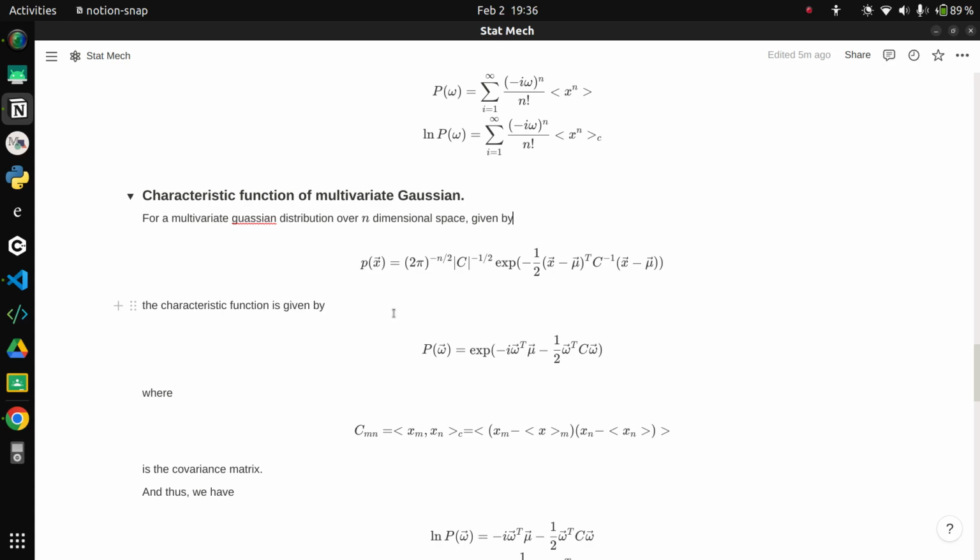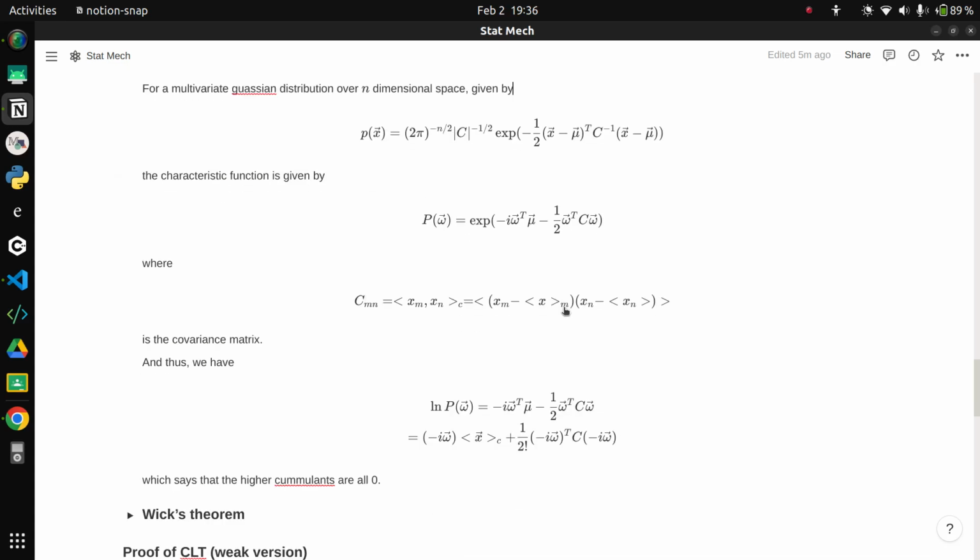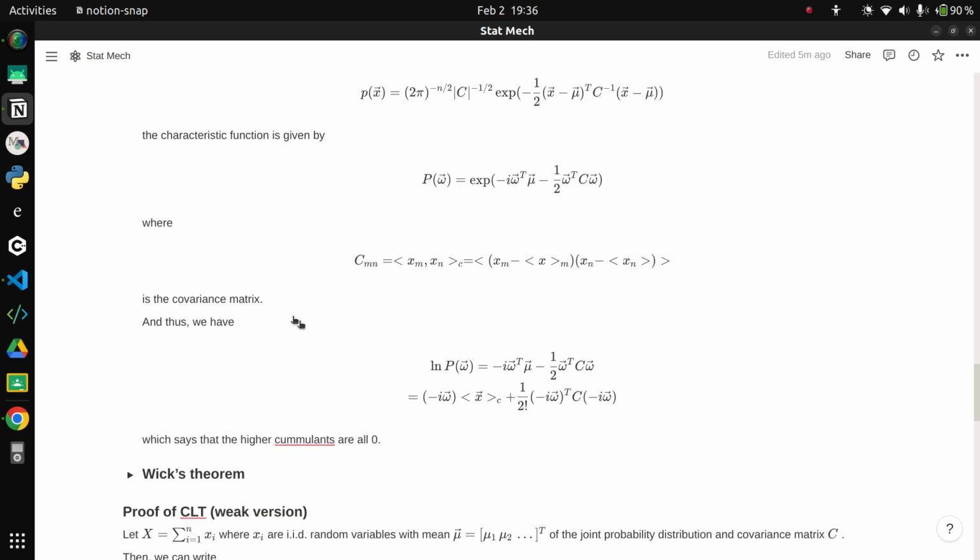But the characteristic function is given by, once again, the Fourier transform of this P of x vector, and that happens to be this thing, exp of minus iota omega vector transpose mu, which is basically the dot product between omega vector and mu vector. Mu vector is just the collection of means, by the way, of your variables x1, x2, and so on, and minus half omega vector transpose the covariance matrix omega vector, basically, where the covariance matrix is defined like this, obviously. Yeah, so this is basically just the second order cross cumulants, but then there are higher order cross cumulants which are really complicated, but I won't actually go into that. So anyway, that's the covariance matrix, fine.